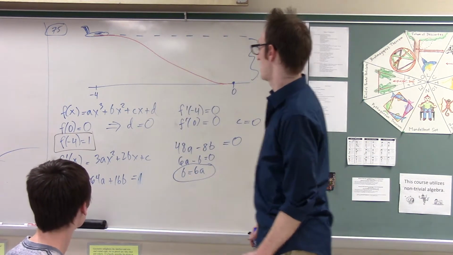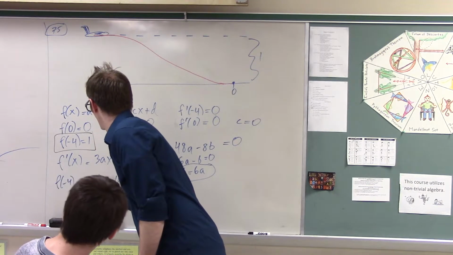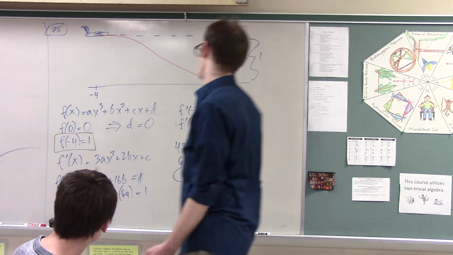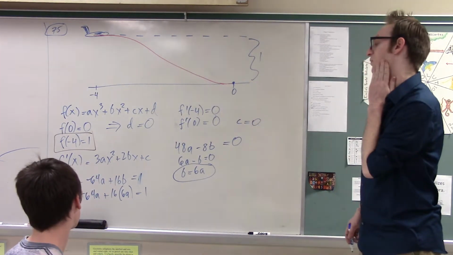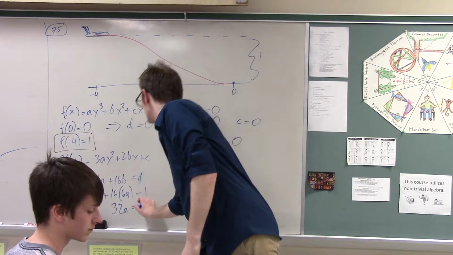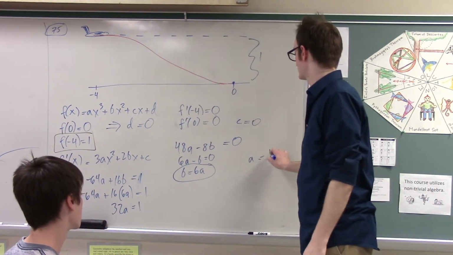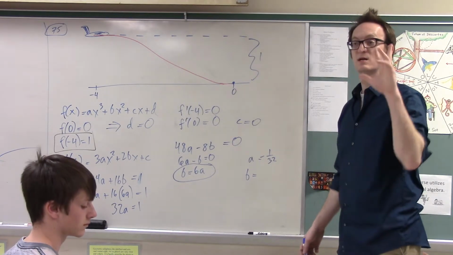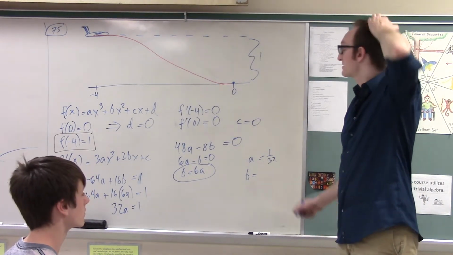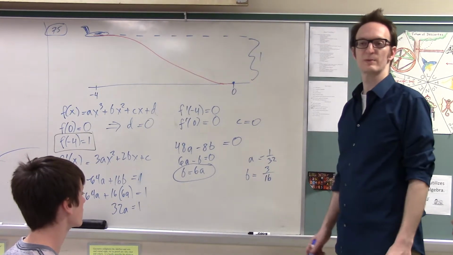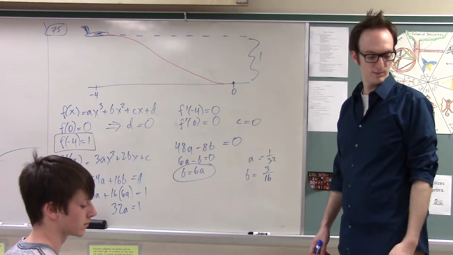Cool. So that means negative 64a plus 16 times 6a is 1. So 96 minus 64 is 32. So if 32a is 1, then I know that a is 1 over 32, and b is 6 times that. So b is 3 sixteenths. That's pretty much it. Cool.